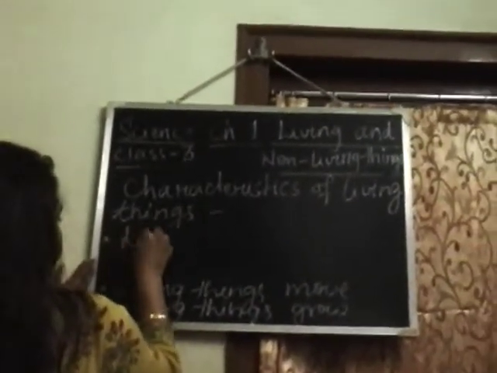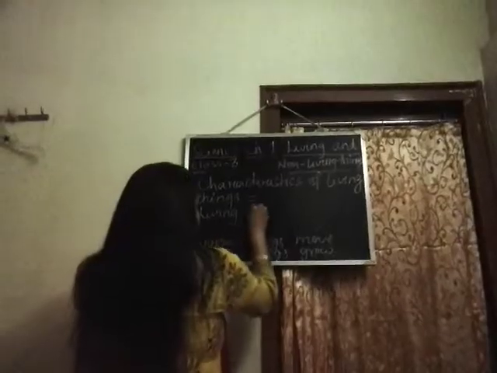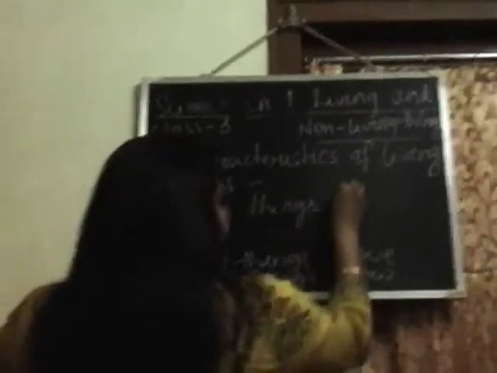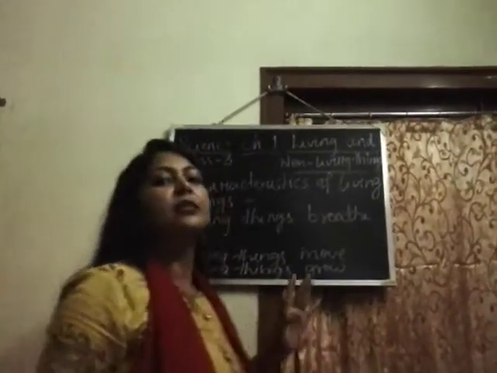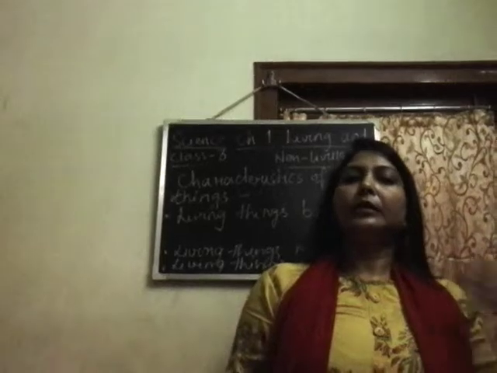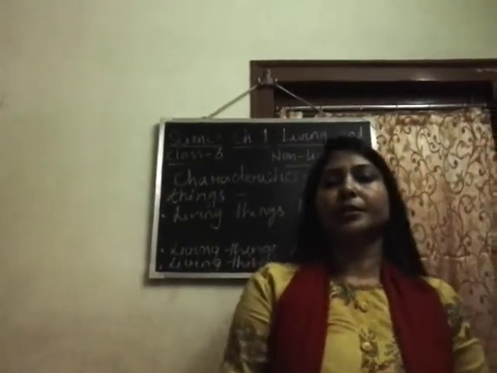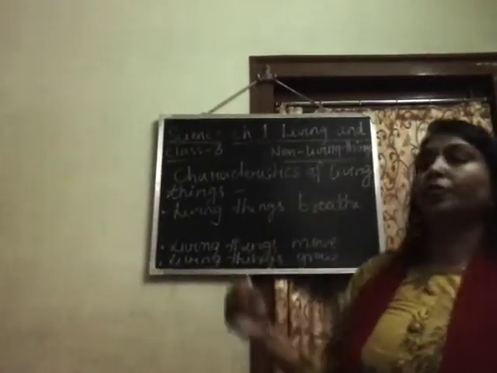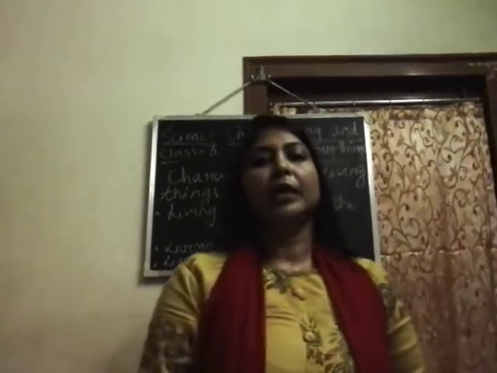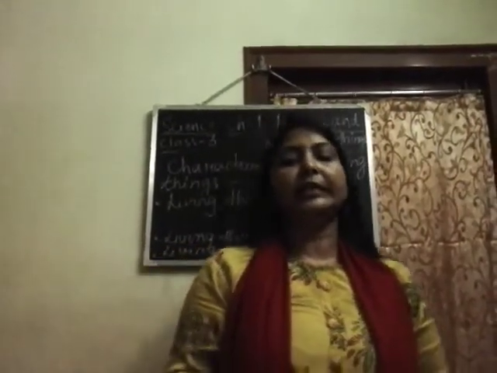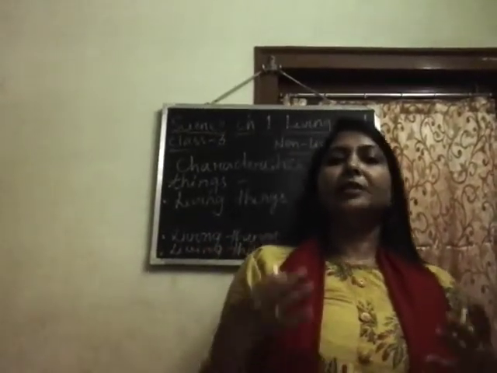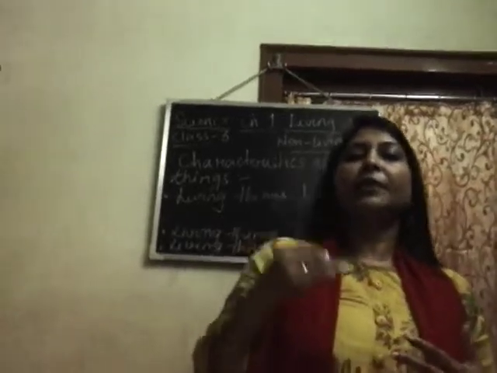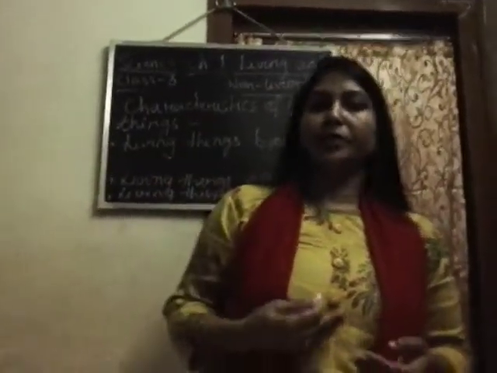Fine. The fourth point. Living things breathe. Fine. Now we come to the next characteristic of living things. We have done 4 characteristics of living things so far. We are moving to the next characteristic, that all living things excrete. What does it mean? The word excrete means they remove the unwanted waste material from their body.